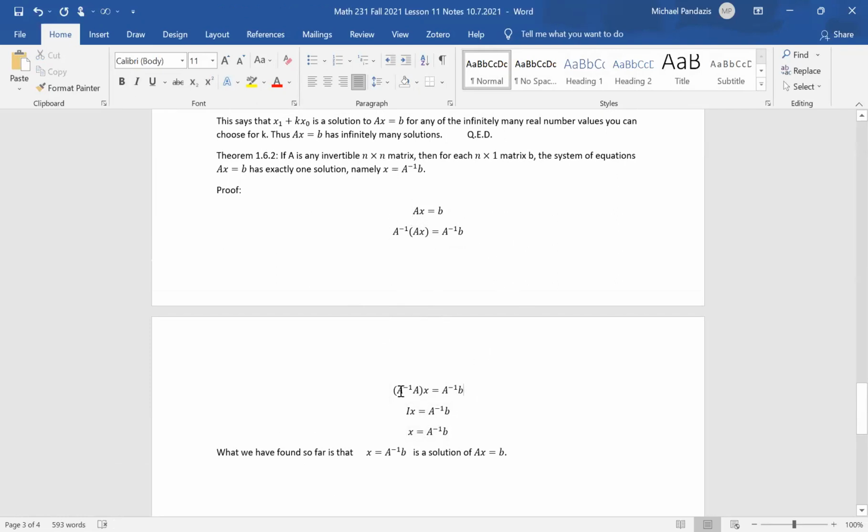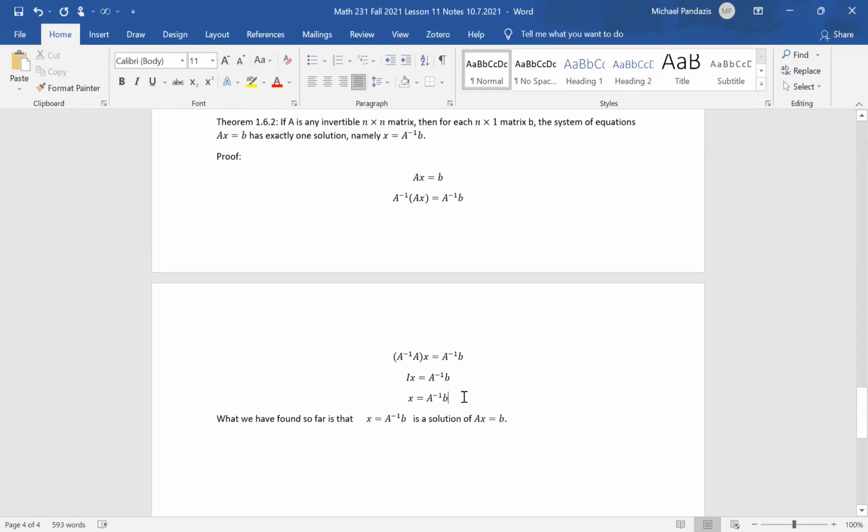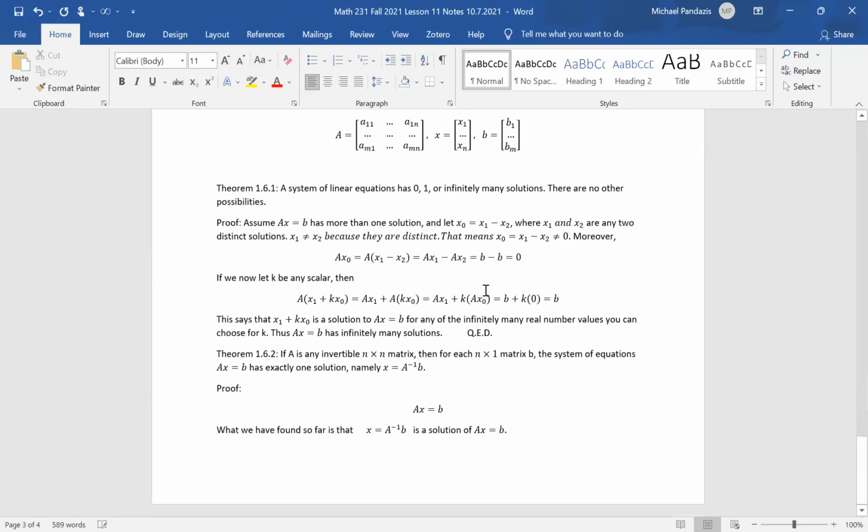Instead of going in the forward direction here, we go in the backwards one, right? We can multiply both sides on the left by A. You can see how X equals A inverse B is a solution of the system. Let me describe this another way.